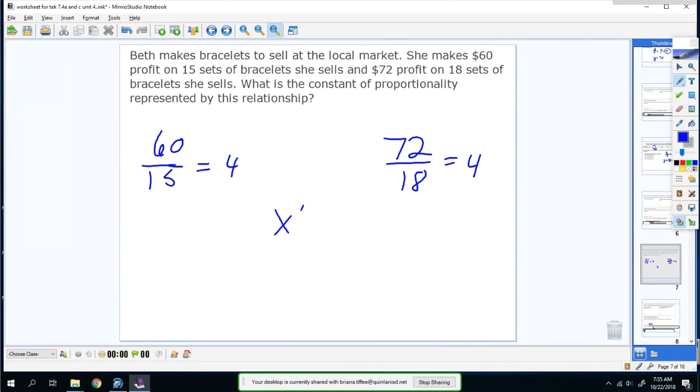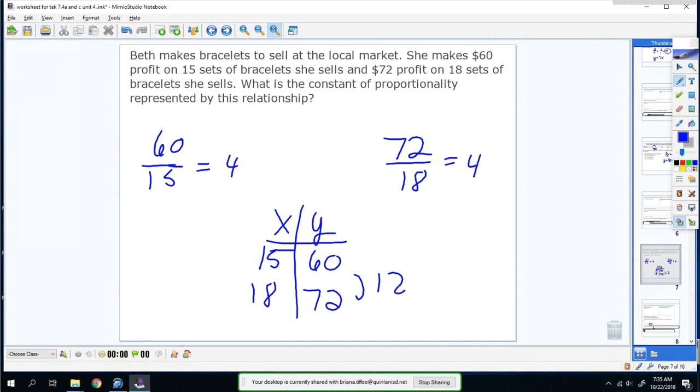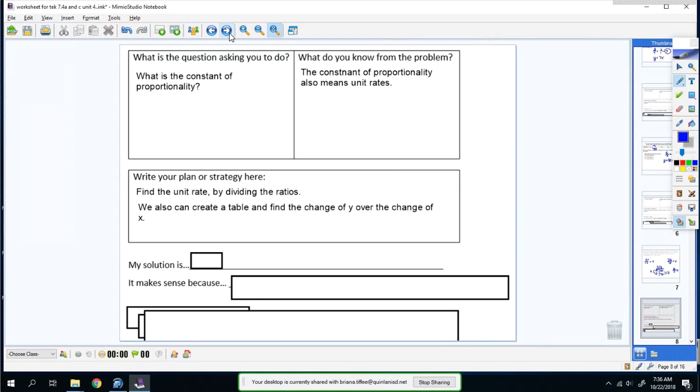Or I could have made a table. This would have been 12. The change of y would have been 12, and the change of x would be 3. Well, you put 12 over 3, which equals 4. Okay, I'm pretty confident now that my unit rate, which is also my constant of proportionality, is 4. So my solution will be y equals 4x.